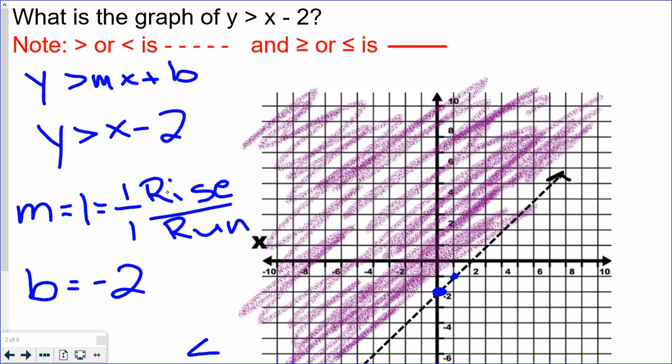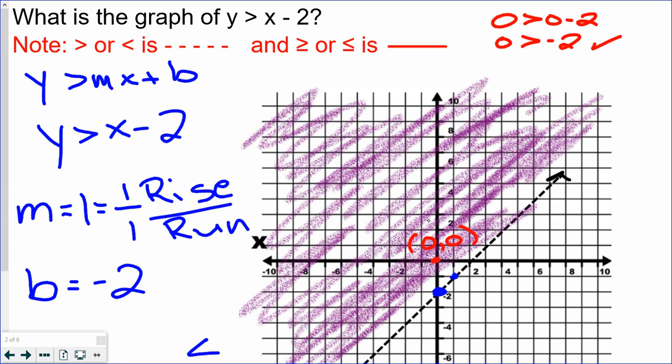So let's pick an easy point. So let's look at the point 0, 0. All right, 0, 0 is in the shaded region. So if I plug 0, 0 into our inequality here, so plug in 0 for x and 0 for y, what I would get is 0 is greater than 0 minus 2, or 0 is greater than negative 2. And that's true.